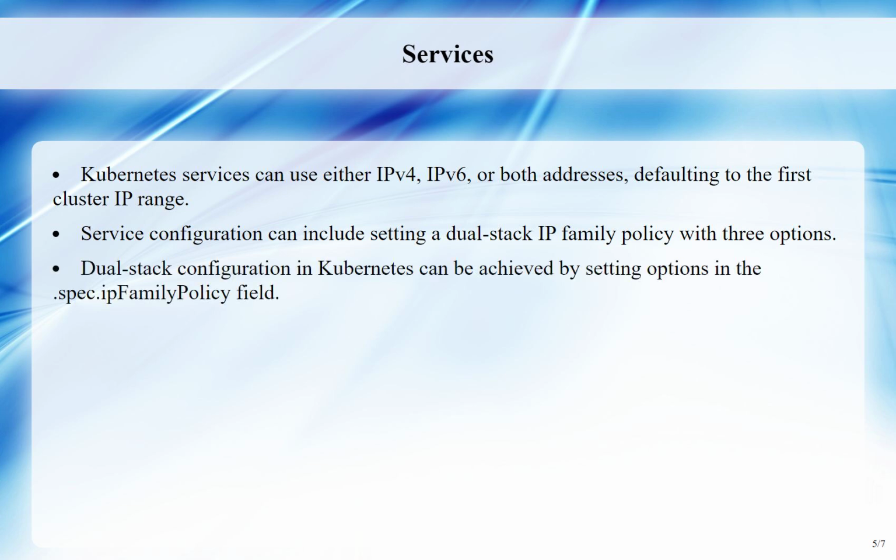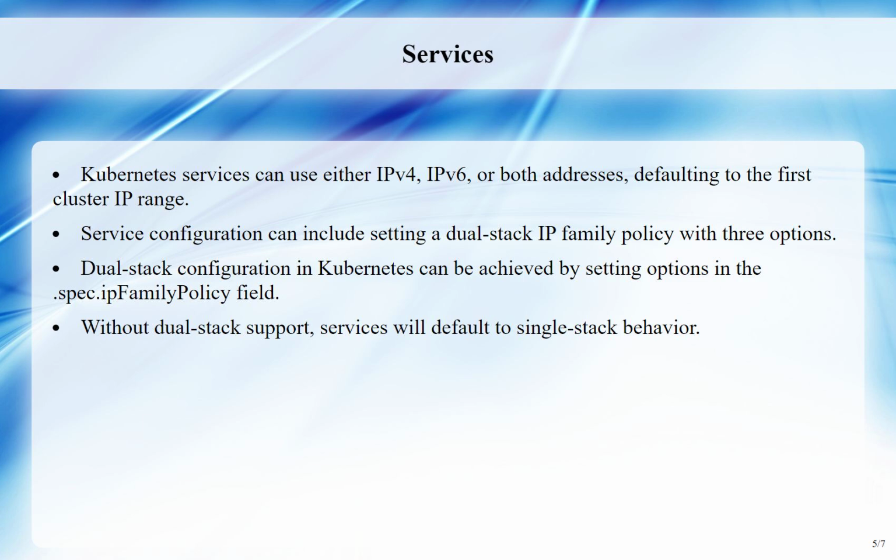In scenarios where dual stack configuration is required, options can be set in the .spec.ipFamilyPolicy field. For example, setting PreferDualStack will allocate both IPv4 and IPv6 cluster IPs for the service when dual stack is enabled. If dual stack is not enabled or supported, it will fall back to single stack behavior.